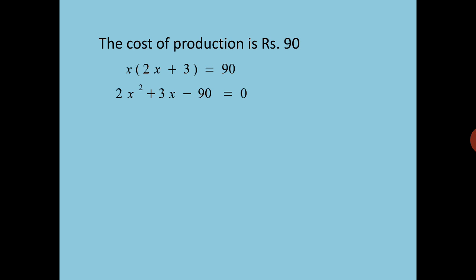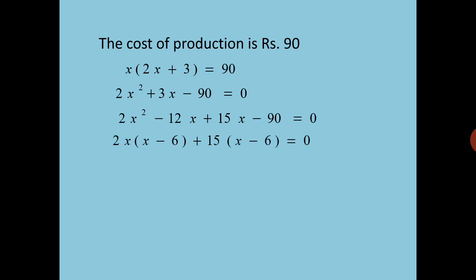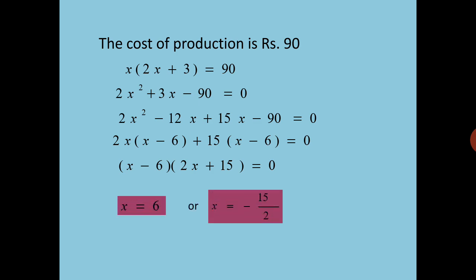Solve it further, write in standard form. Now you will see that you cannot divide this entire mathematical statement by any of the numbers. So you proceed with this. Use the factorization method. You get the two brackets as x minus 6, 2x plus 15. Solve it further and you have x equal to 6 and x equal to minus 15 by 2.